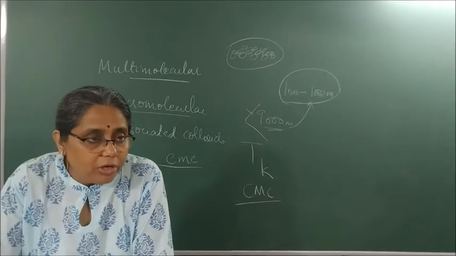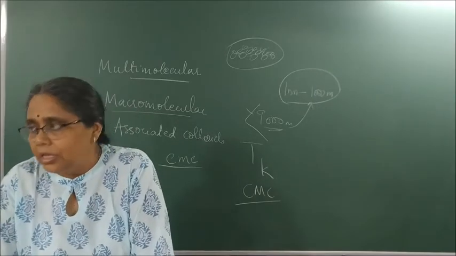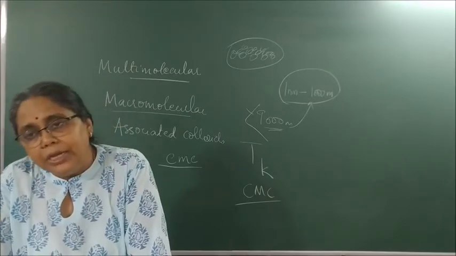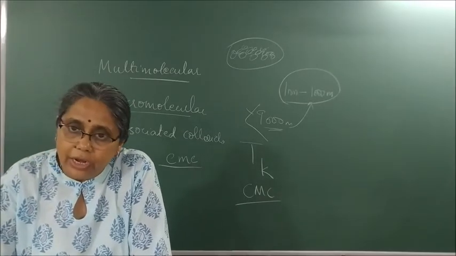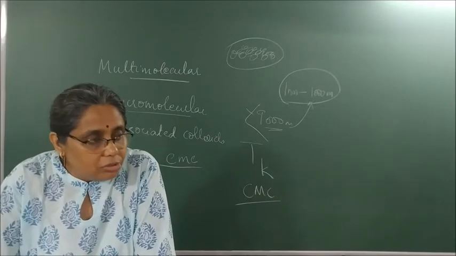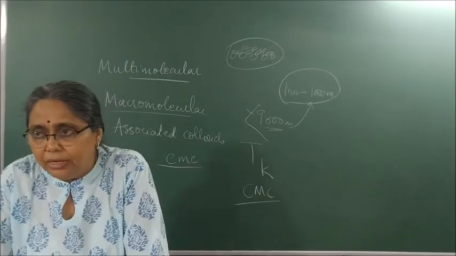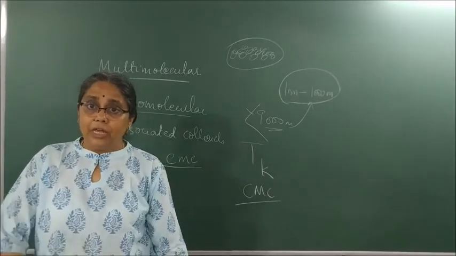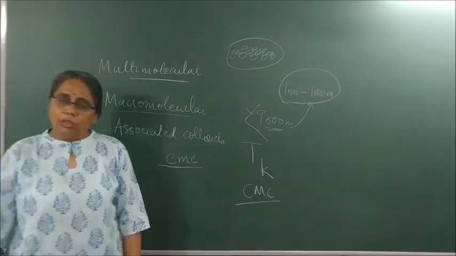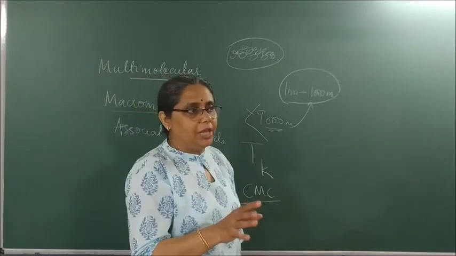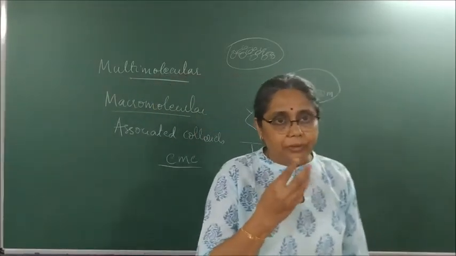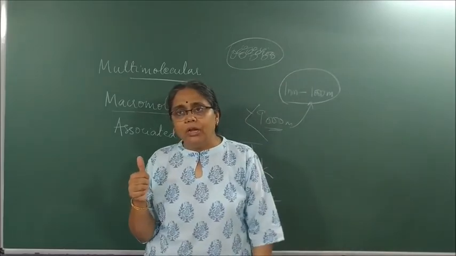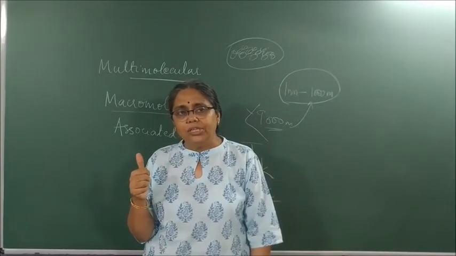So macromolecular colloids: starch, polythene, polystyrene are examples. Multimolecular colloids: gold sol and sulfur sol. Associated colloids: soaps and detergents. Is the classification clear? So I will again sum up from the beginning. Although I know you will be sleepy listening to the same thing, but it should come.